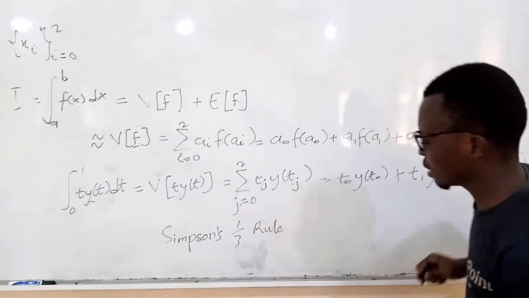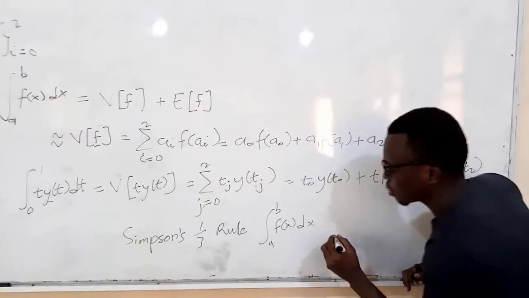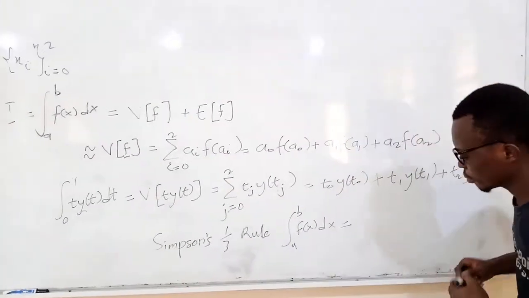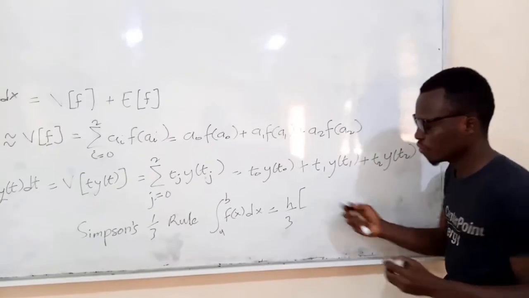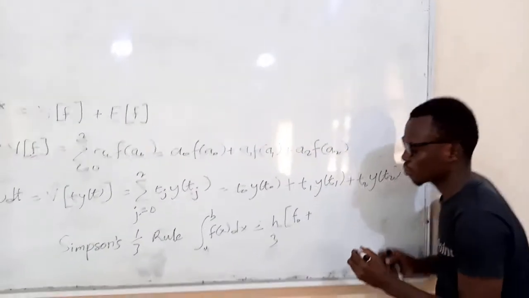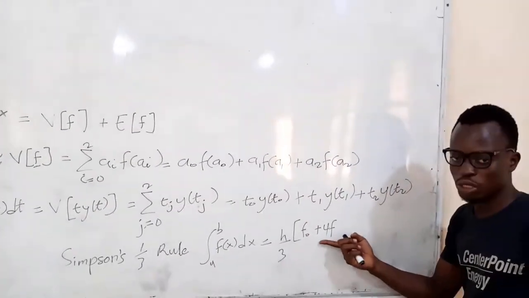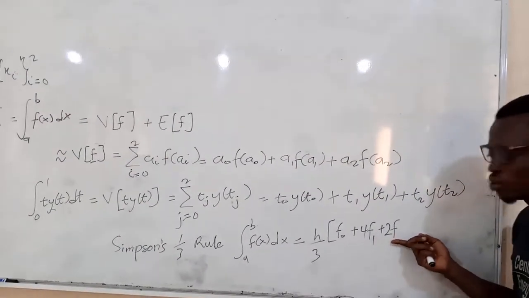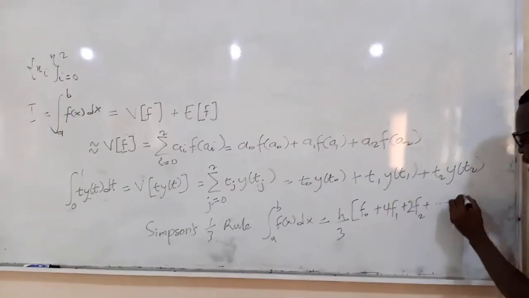Simpson's 1/3 rule says that whenever you are given an integral from a to b of f(s) ds, it is equal to the step size divided by 3, times the first functional value, f naught, plus 4 times the terms where the index is odd, so 1, plus 2 times the terms where the index is even, and so on until you get to your nth term, plus fn.